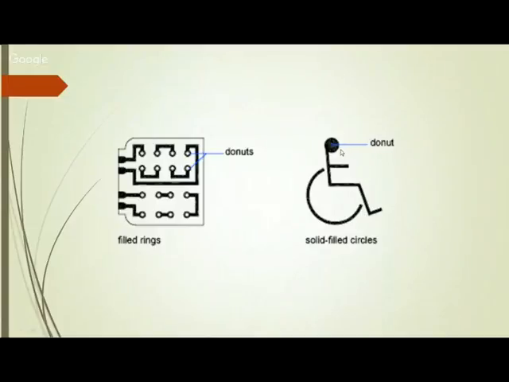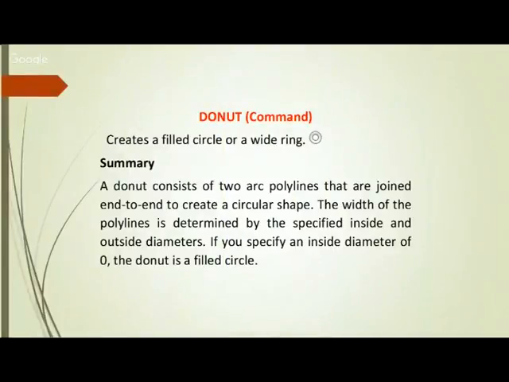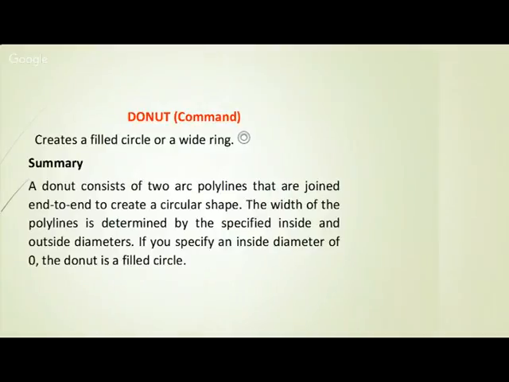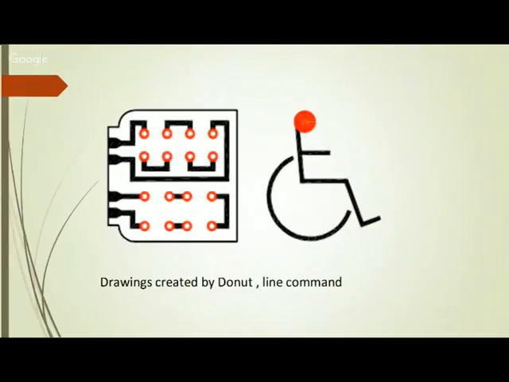The spot here is created by donut, and these are the various donuts, the filled rings on your left-hand side. This is a PCB structure made by drawing. A donut consists of two arc polylines that are joined end to end to create a circular shape. This red circle is your donut.